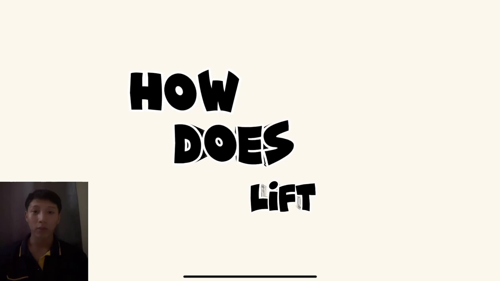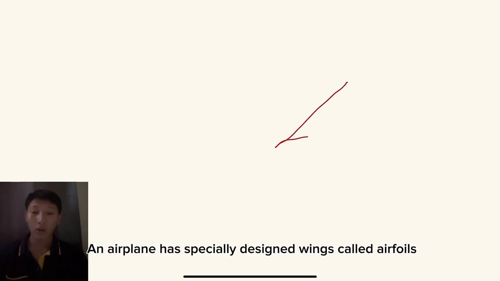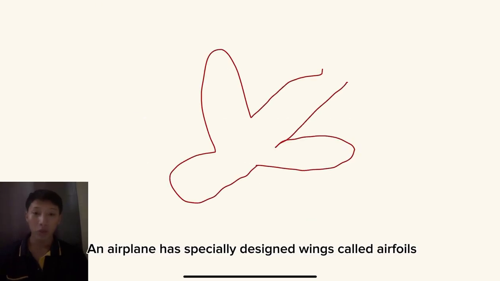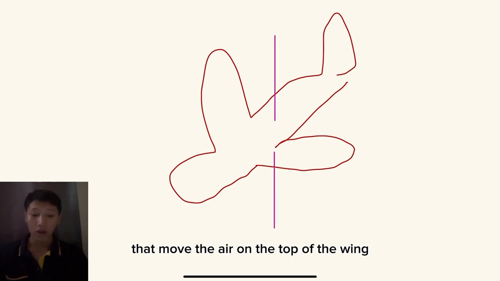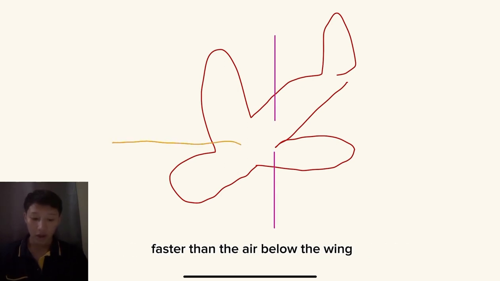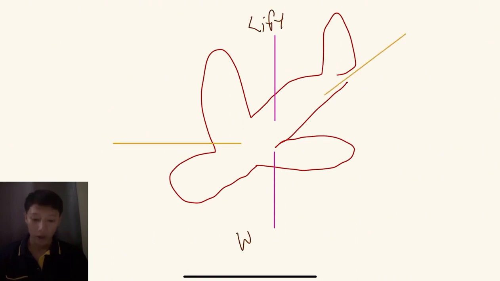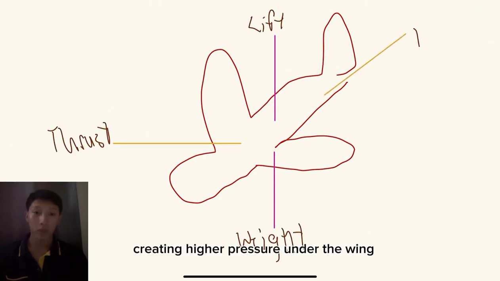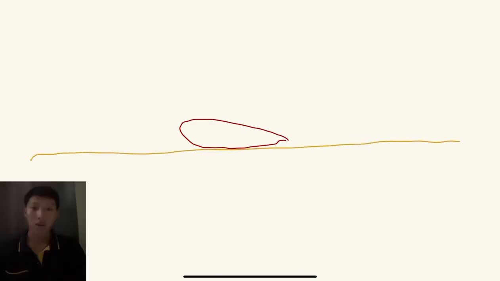Hello everyone, and today we will be talking about how lift is produced. An airplane has specially designed wings called airfoils that move the air on the top of the wing faster than the air below the wing, creating higher pressure under the wing. Now, this is where lift comes into play.